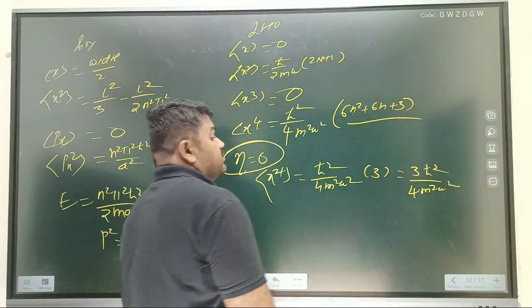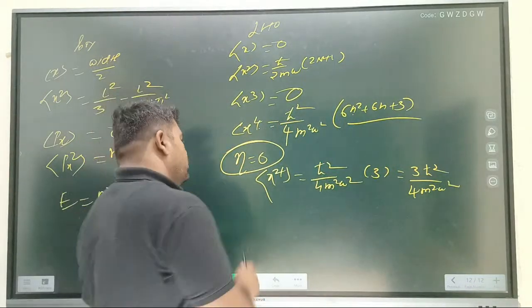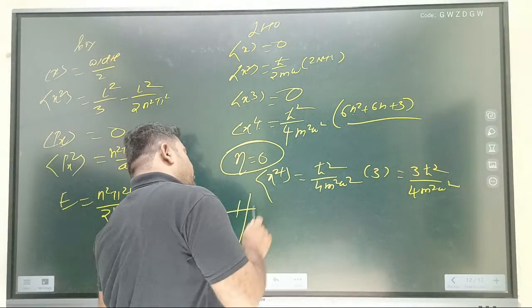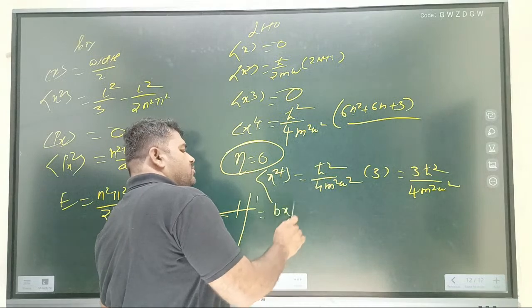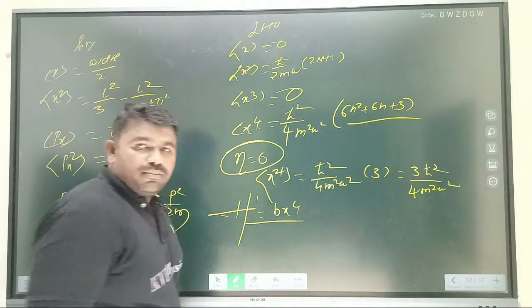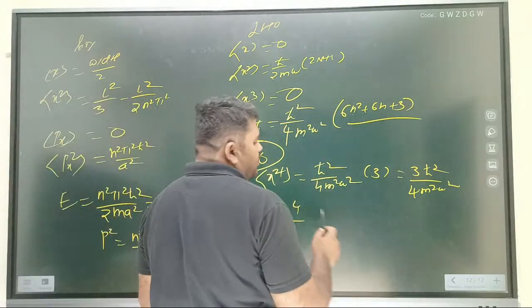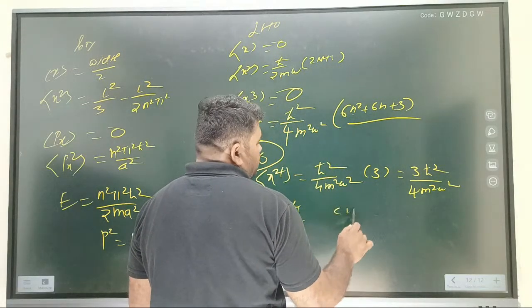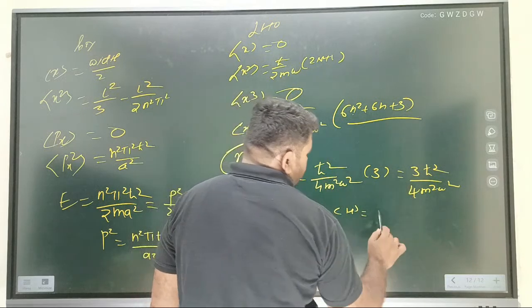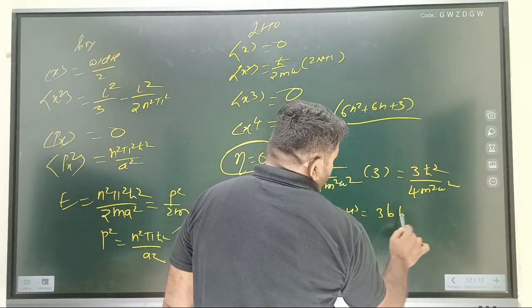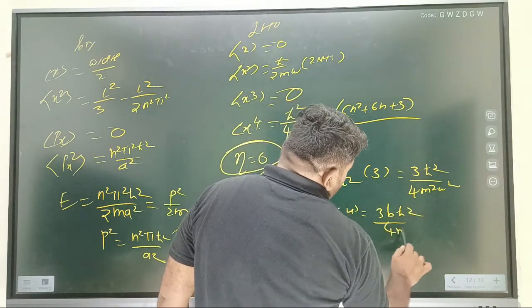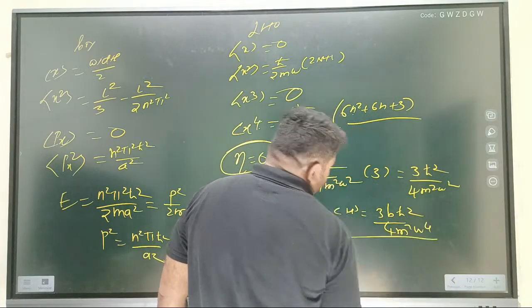Okay. Now, second one, how will the problem come, see. They give the problem for 5 marks: H prime is equal to beta x to the power 4. The problem will be given like that. Just what to do: beta will come out, meaning, what is the expectation of H prime? Expectation of H prime is equal to 3 beta h cross square upon 4 m square omega raised to 4.